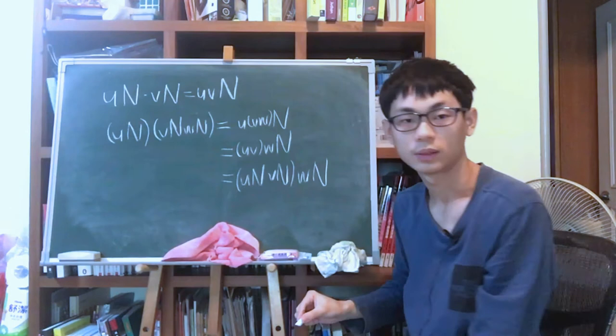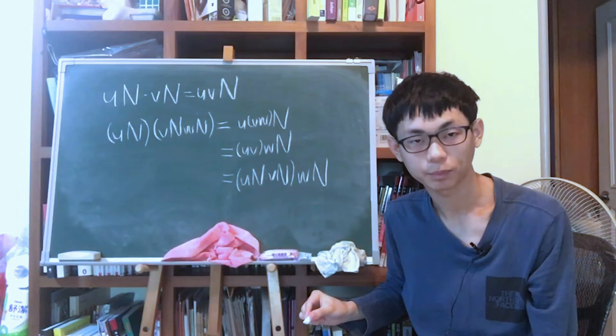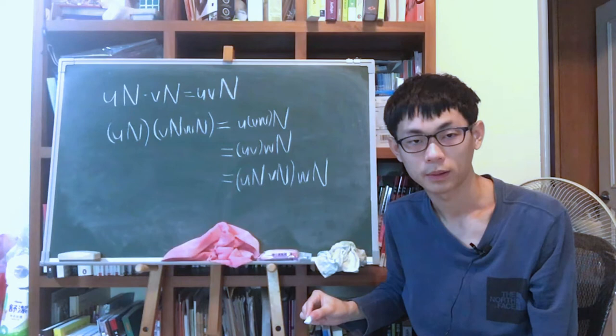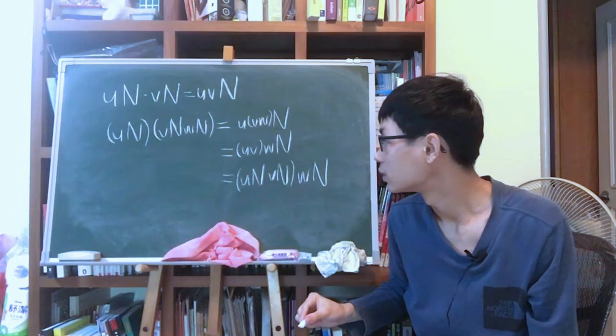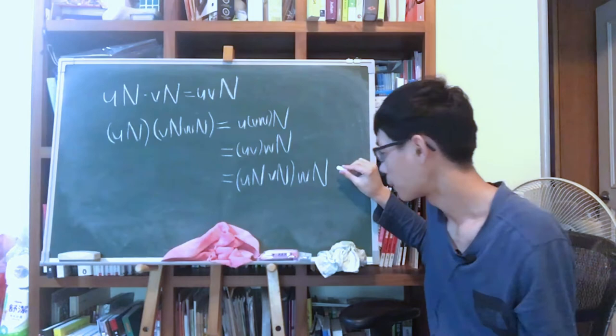If the binary operation is well defined, it is easy to check that it makes the set of left cosets of N into a group. For example, the associative law is checked like this.